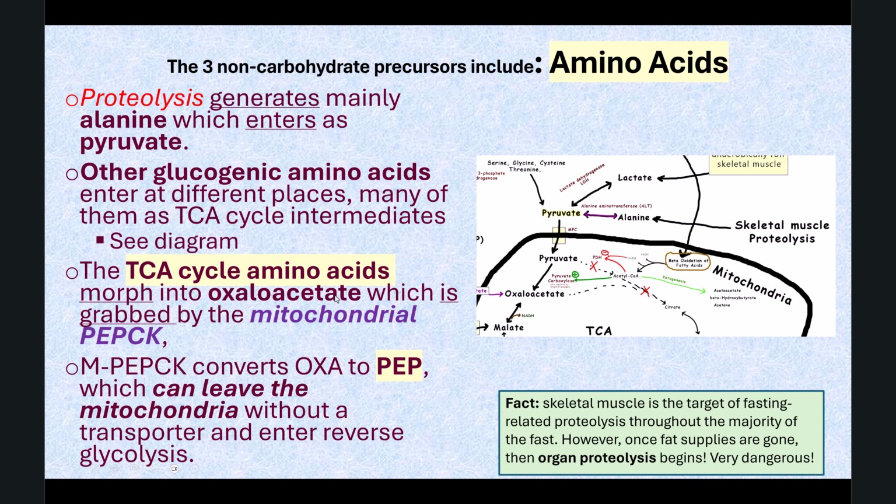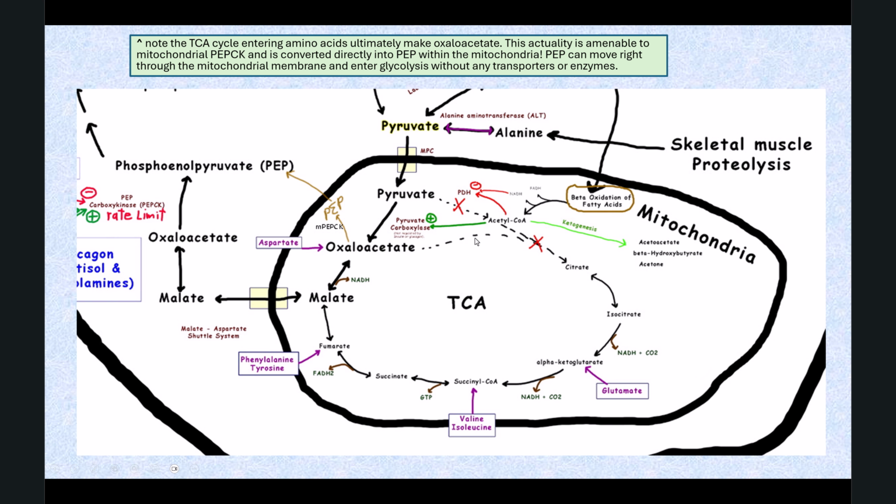Side note, the TCA cycle amino acids, I think I have them on the next page. Yeah, here they are. This is not a complete list, but there are some other amino acids that get loose from skeletal muscle catabolism and breakdown and float in the bloodstream, and they end up in the hepatocyte, and they can get in this broken TCA cycle. It's broken because it's not really a cycle, because acetyl-CoA isn't driving this cycle.